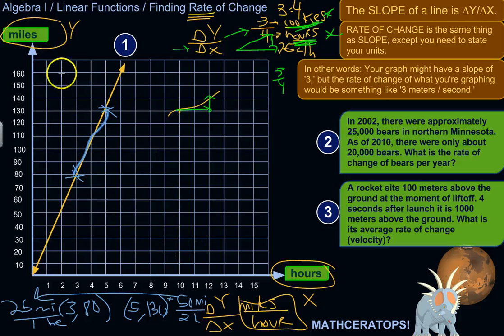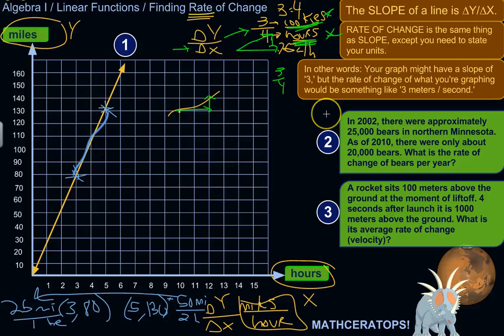So the rate of change is the change in what you measure on the y-axis versus what you measure on the x-axis. These are the two different units, miles, hours. So 25 miles per 1 hour, and that's our rate of change for this example.